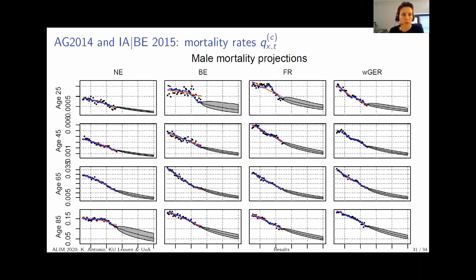Okay. So maybe some graphs, some results of this Lili model, calibrated for different European countries in this case. So what you see over here is that I selected 4 countries. I did this whole idea for the Netherlands. We did this for Belgium, did this for France, and for West Germany.